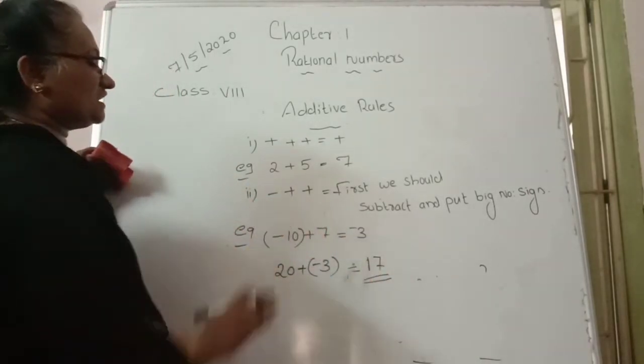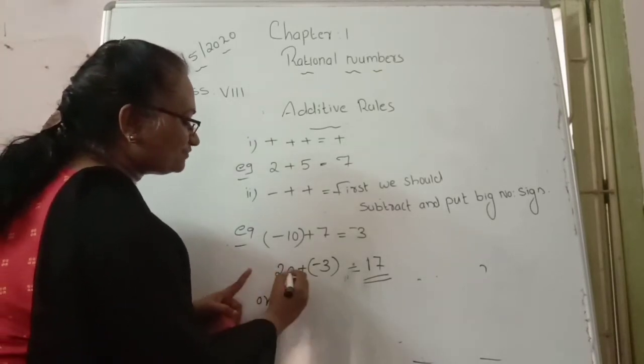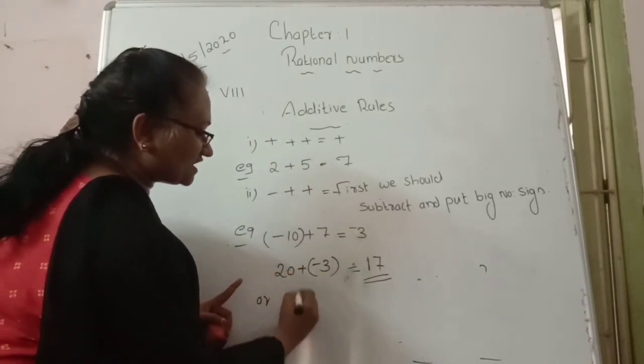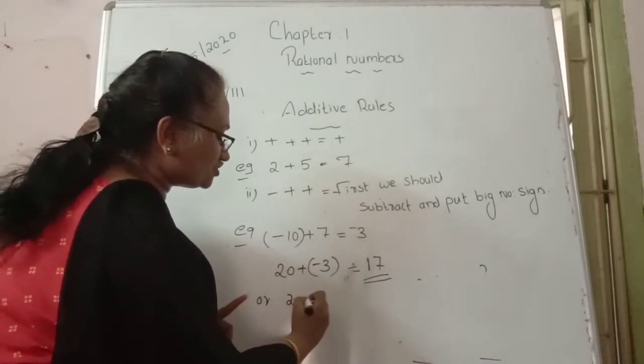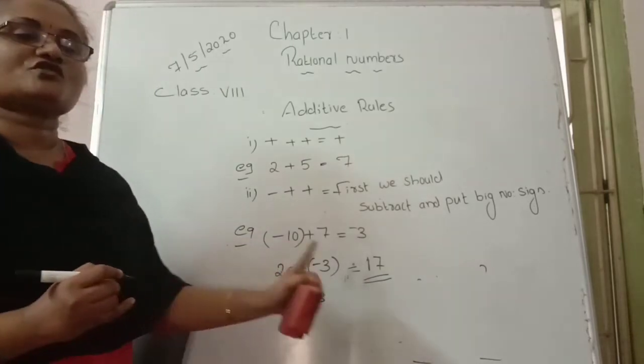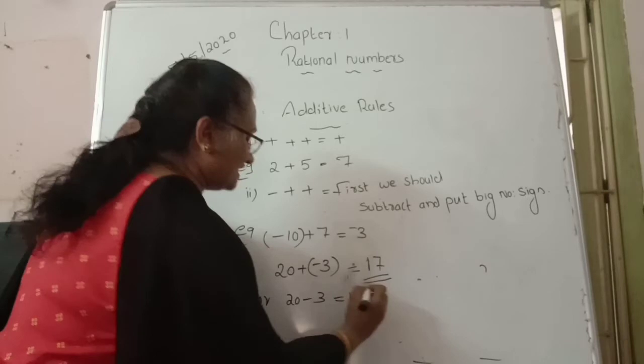So in this way, following the rule, or otherwise you can write it as plus or minus. In this way you learned, any method you can apply. Plus or minus changes to minus 3. So 20 minus 3 comes to be how much? 17 is the answer there.